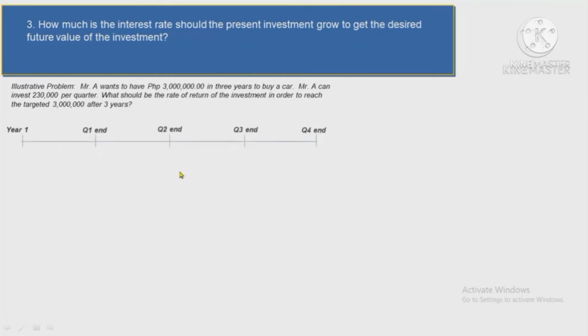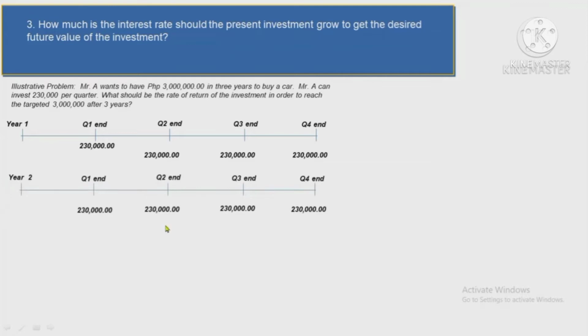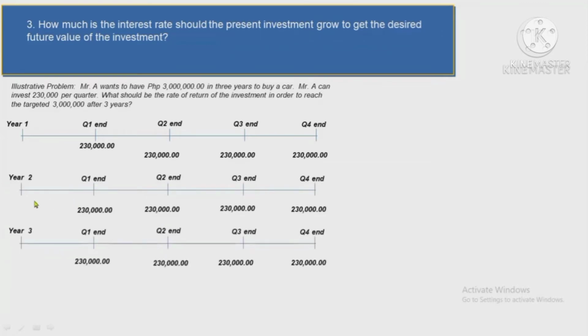For example, in year 1, you're going to contribute 230,000 at the end of quarter 1, as well as at the end of quarter 2, quarter 3, and quarter 4. The same pattern will be used in year 2, and of course, in year 3. However, at the end of the third year, we should be having 3 million. We are expecting to have 3 million as the value of the investment.